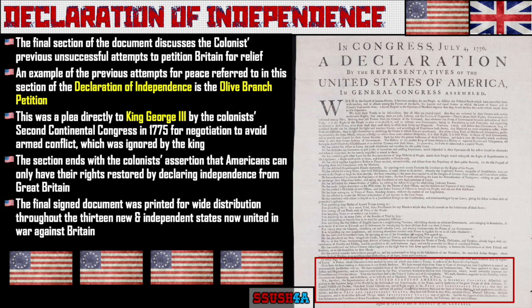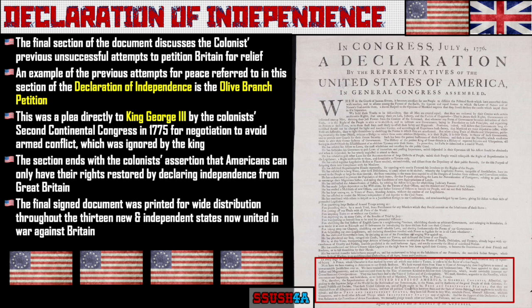The final section of the document discusses the colonists' previous unsuccessful attempts to petition the British government for relief. An example of these previous attempts for peace, referenced in this section of the Declaration of Independence, is the Olive Branch Petition. This was a plea directly to King George III by colonists in the Second Continental Congress in 1775 for a negotiation to avoid armed conflict, which the king ignored.